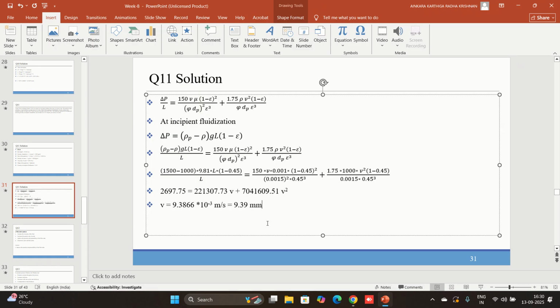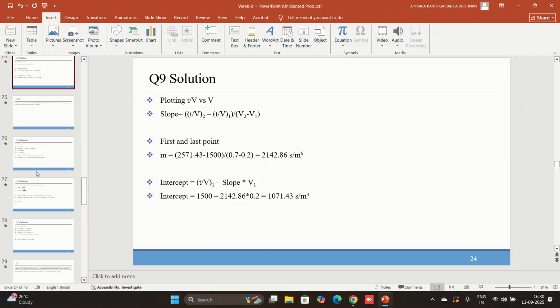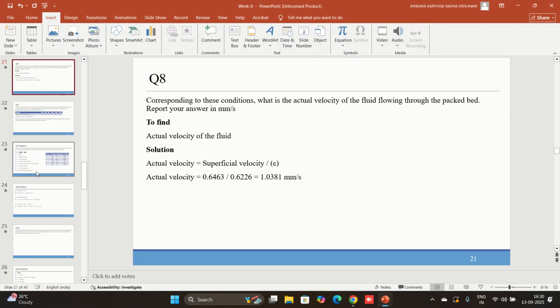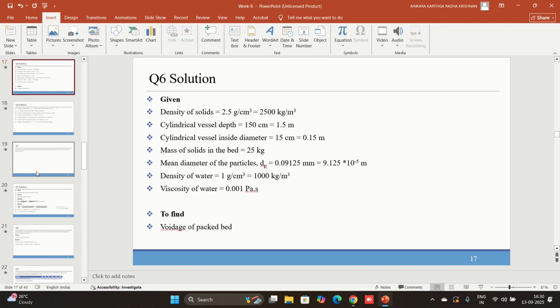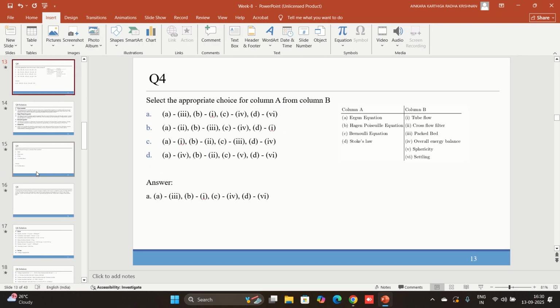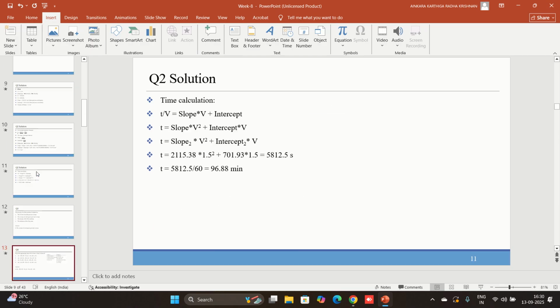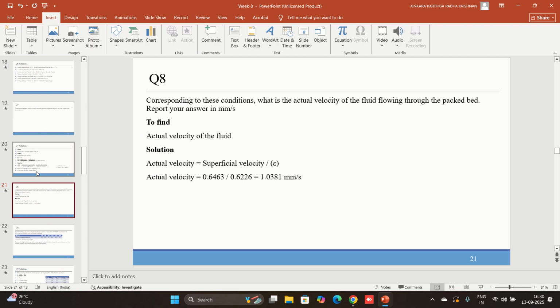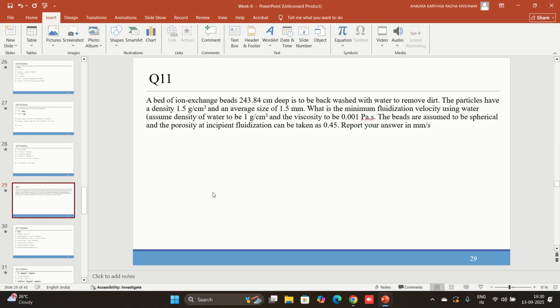This is in mm per second. So that matters. So I'll just check if I did any equation wrong in the previous. Okay, in all other things the equation is right only. Okay, that is for question 11.